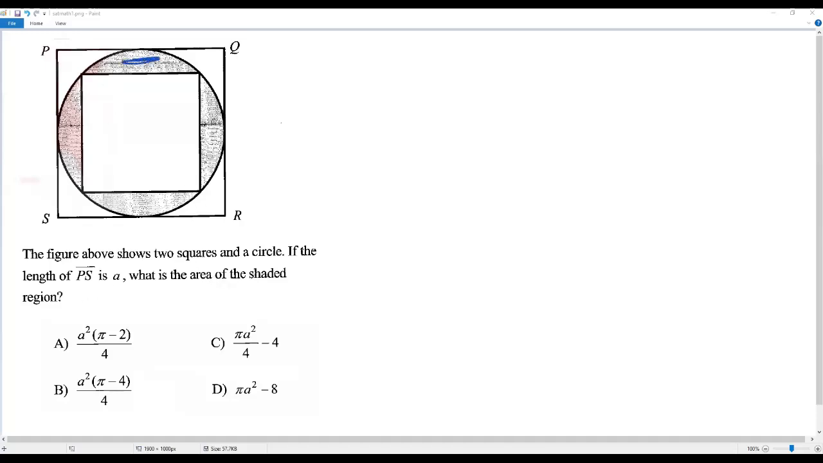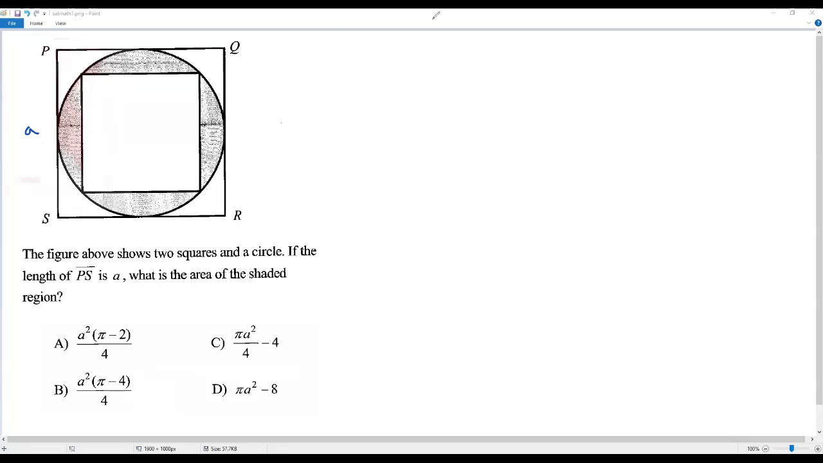So we have to find the area of the shaded region over here inside the circle, that is between the circle and the smaller square. And we have the length of this line segment PS, that is the length of the side of the bigger square, which is given over here as A.